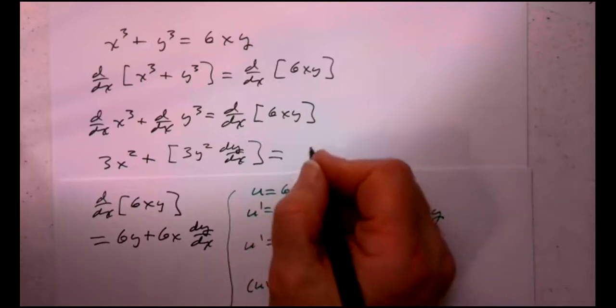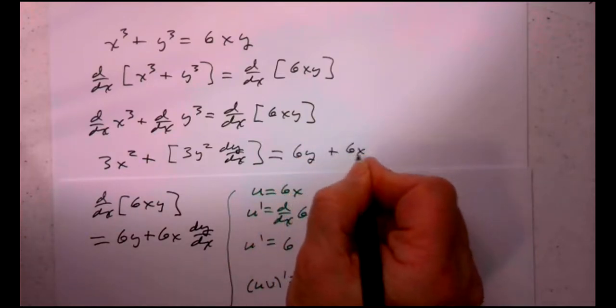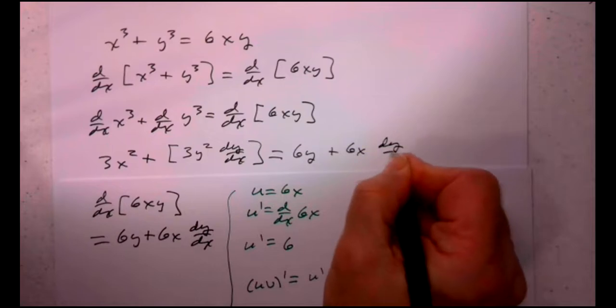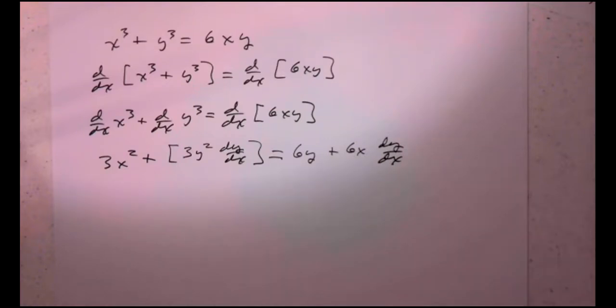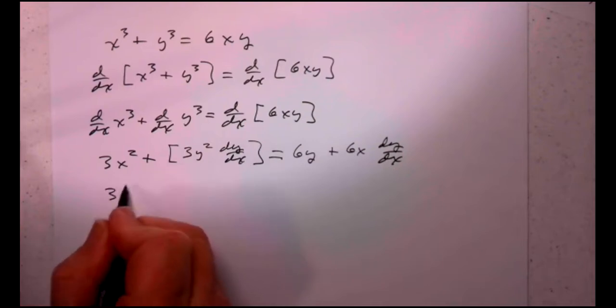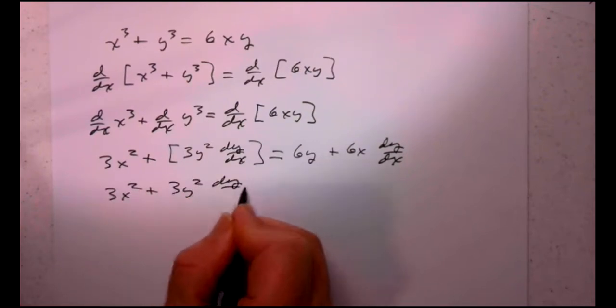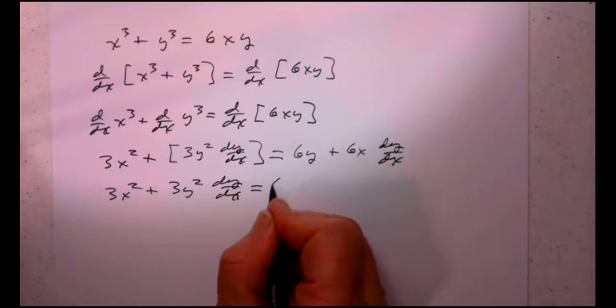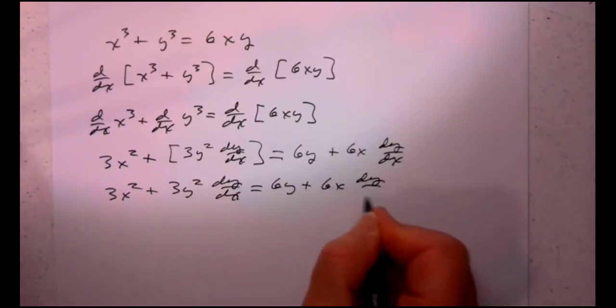So we have this piece now, 6y plus 6x dy/dx. And remember, our goal is to find the slope of the tangent. So our goal is to find dy/dx. We write it without parentheses because they're just kind of getting in the way here. 3x squared plus 3y squared dy/dx equals 6y plus 6x dy/dx.